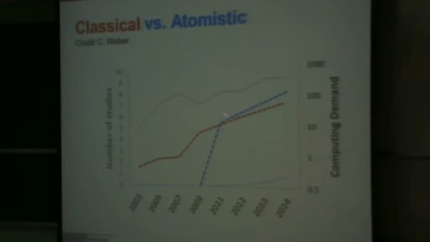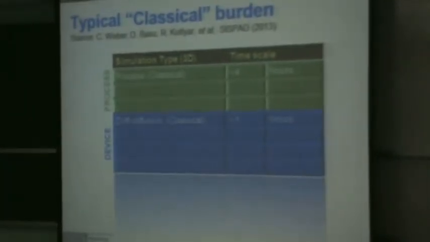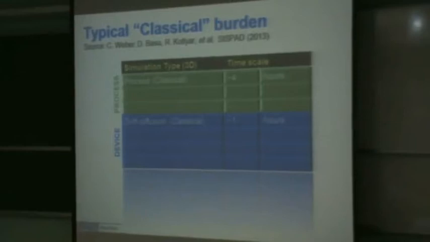It quickly, when we started using it, outstripped the computing demand required by the classical techniques. And you can see that even though we're solving a lot fewer technology problems, it's costing us a lot more. So if you want to break this down and make it a little more quantitative, I'm just giving rough numbers here because it really depends upon the problem.